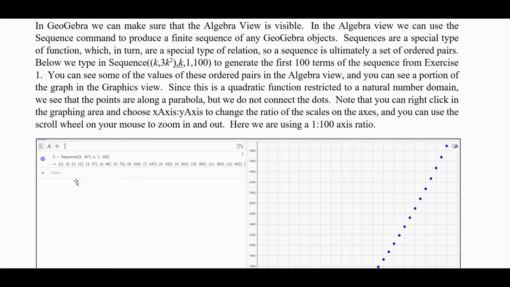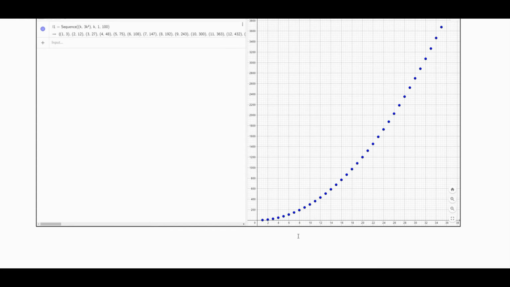So this will generate, well, the first 100 terms. It'll actually be a finite sequence of points, but that's going to be more than we're going to graph here anyway. Whereas in reality, this thing would go from 1 to infinity, not just 1 to 100. But in any event, we can graph that here, and this is what the graph looks like.